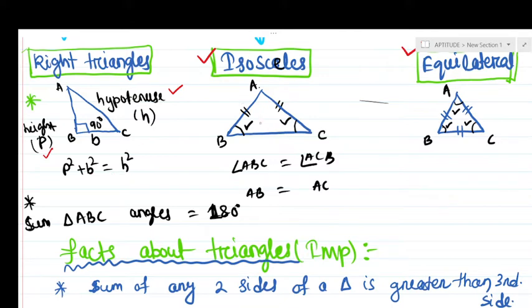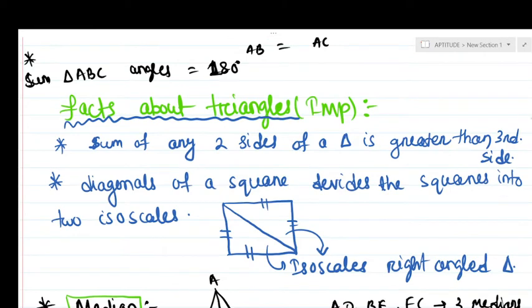Then the other thing is isosceles triangles. In an isosceles triangle, any two sides are equal. Here in the figure AB equals AC, so the angles corresponding to these are equal. That means angle ABC equals angle ACB, and this is the property of an isosceles triangle. Then the equilateral triangle: all the sides are equal and all the angles are equal. Let's see some facts about triangles.